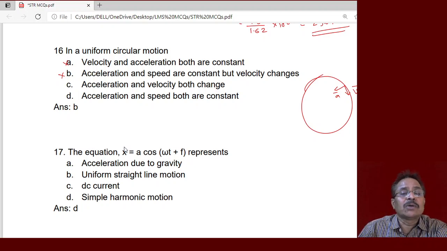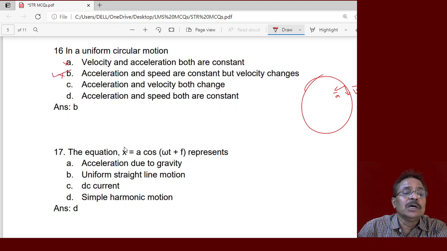Acceleration and speed are constant, but velocity changes. So velocity continuously changes its direction, and acceleration is towards the center around which this particular object is moving. That means the direction of acceleration is just the same, but the velocity goes on changing. Therefore, B is the correct option of question number 16.